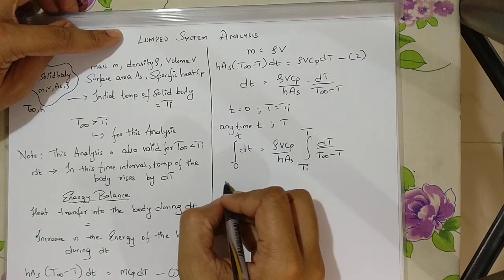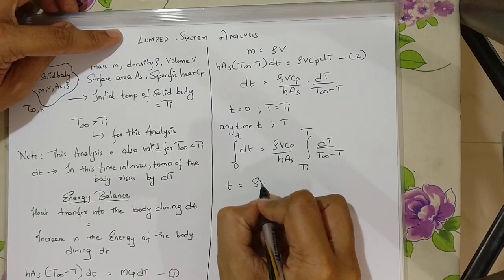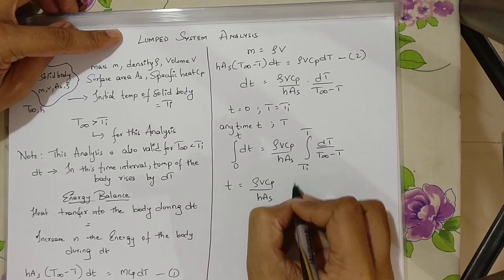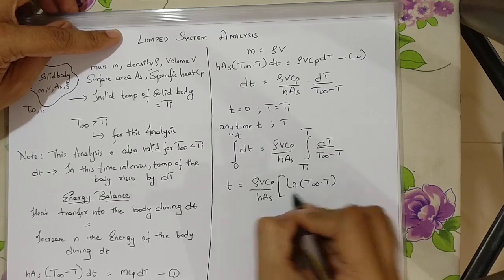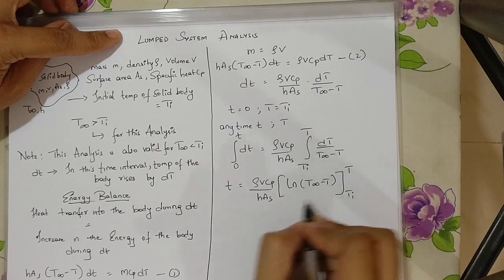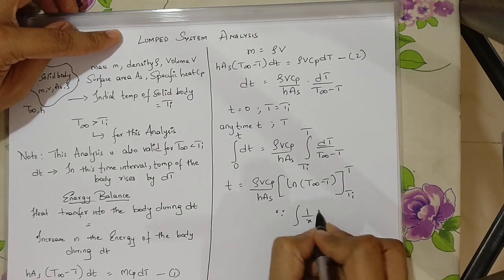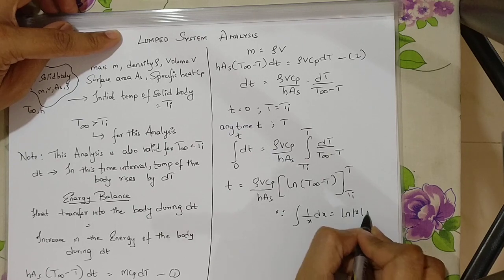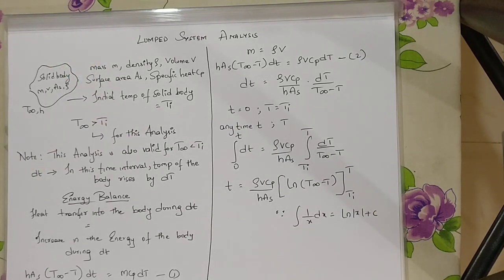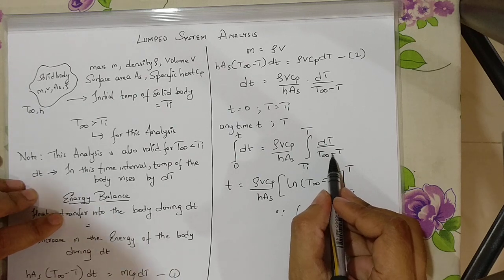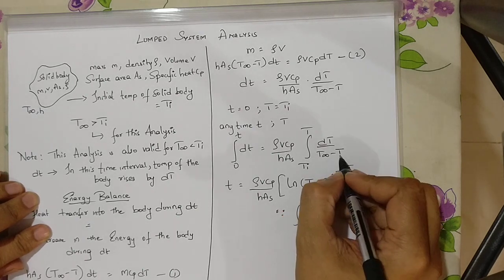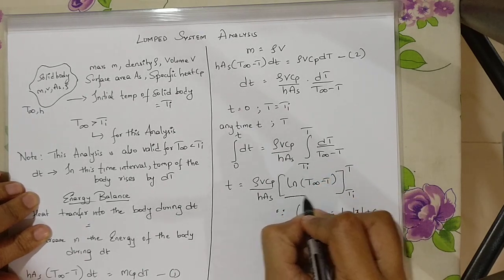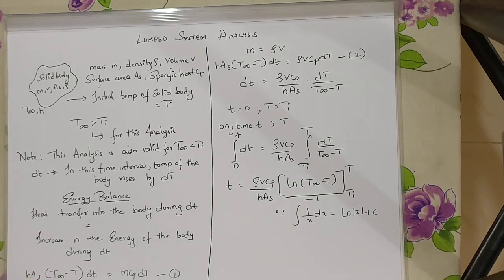Now let us integrate this. What is the integration of this? The integral of 1 dt is t, equal to rho V Cp by hA_s times ln of (T infinity minus T) from Ti to T, since the integration of 1 by x dx is ln mod x plus c. Now for the integration of dT divided by (T infinity minus T), there is a negative sign associated with T, so it would be divided by minus 1, from our standard integration techniques.